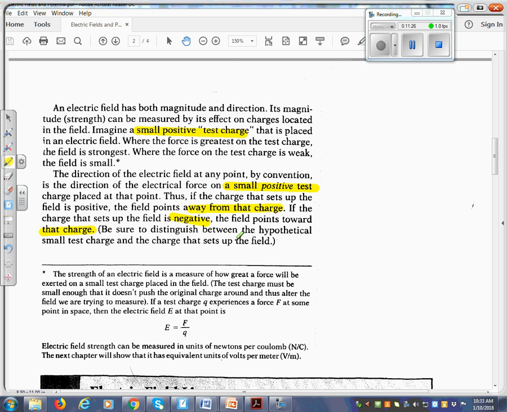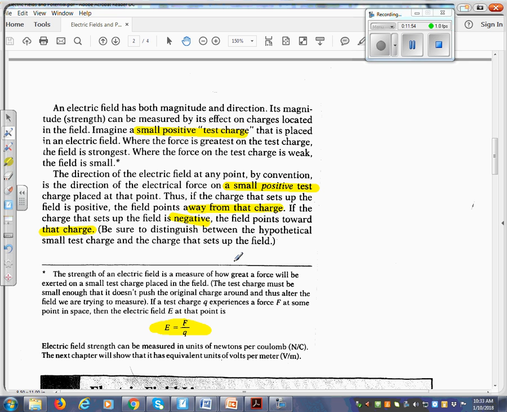I'll keep reviewing it and repeating it. The strength of an electric field is a measure of how great a force will be exerted on a small test charge placed in the field. The test charge must be small enough that it doesn't push the original charge around and thus alter the field we're trying to measure. If a test charge Q experiences a force F at some point in space, then the electric field E at that point is, and there, my friends, is the formula that you're going to be using.